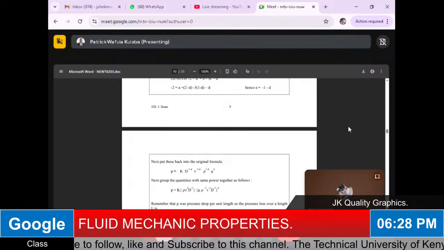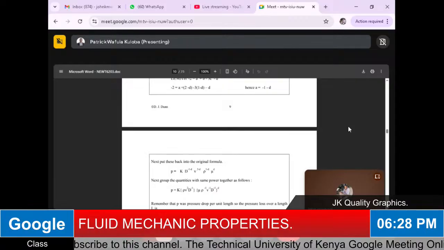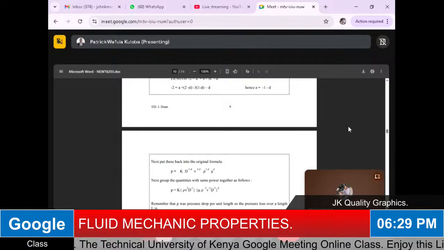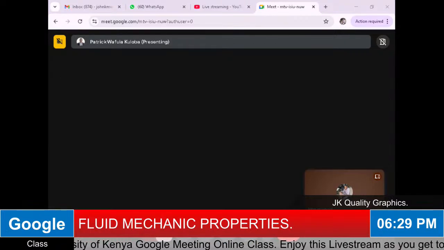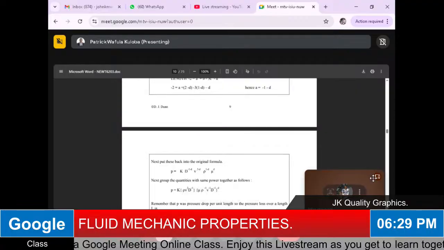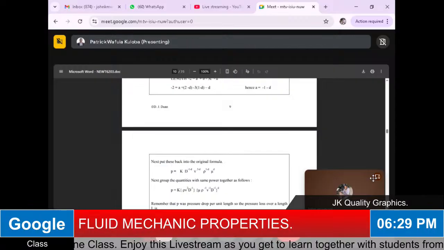So you see that with numbers we have D raised to minus 1, and then there's D raised to D. There is V raised to 2 and V raised to minus D. Then we have rho raised to 1, and rho raised to minus D. So put those together. So we have rho, V, and D, and then you have mu, all those raised to minus D.